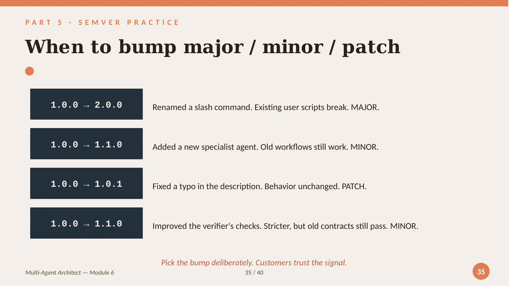Customers trust the signal. Get it wrong consistently, and the signal stops being useful. Get it right, and customers self-serve their migrations without bothering you. The patch path is for fixes that change nothing. The minor path is for additions that break nothing. The major path is for everything else.